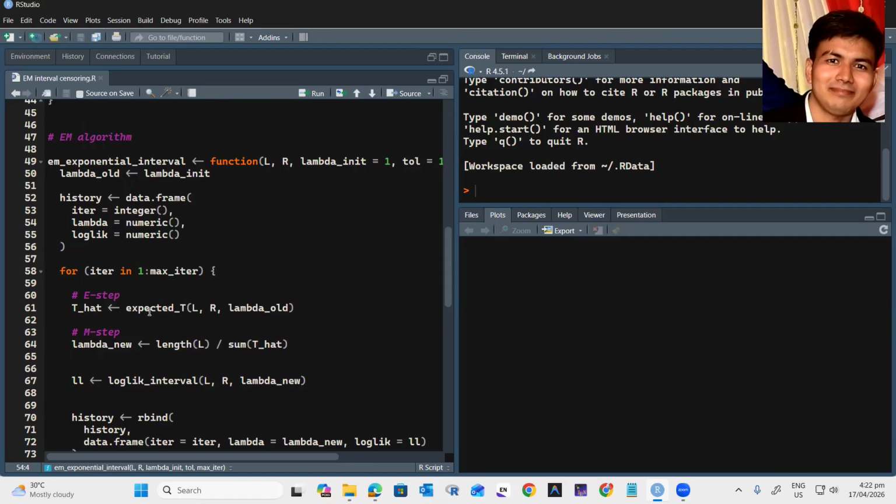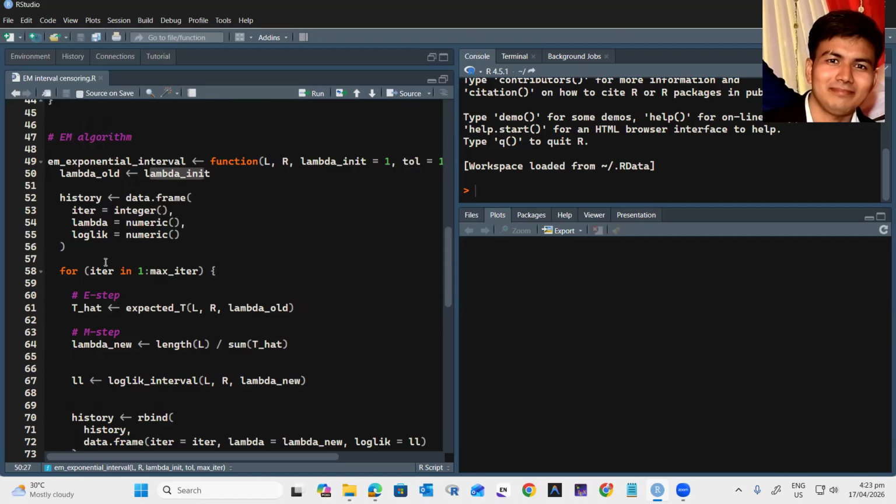All right. So after that, lambda old is equal to lambda initial. Here it will store the current estimate value of lambda, and history is data.frame. In that one, we create an empty data frame with 3 columns: iteration numbers, lambda's estimated value, and log likelihood value. Integer and numeric will create empty vectors for the specified type.